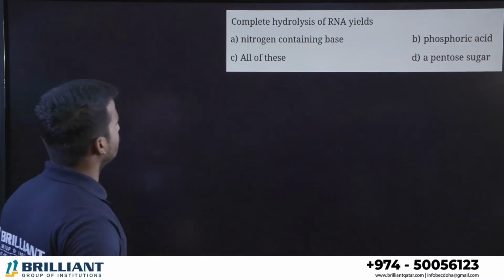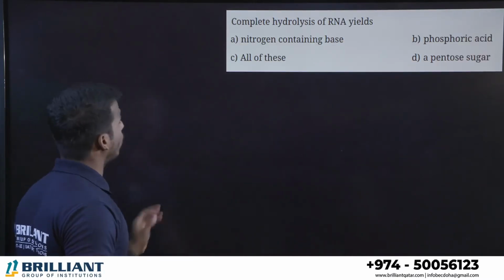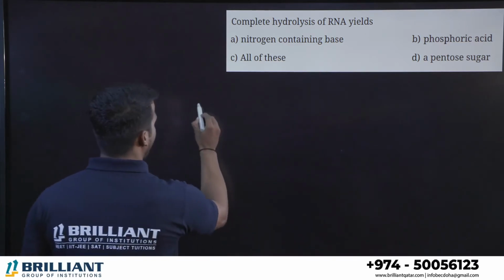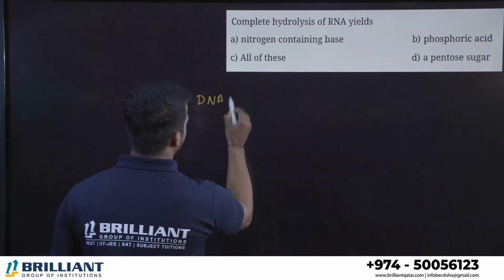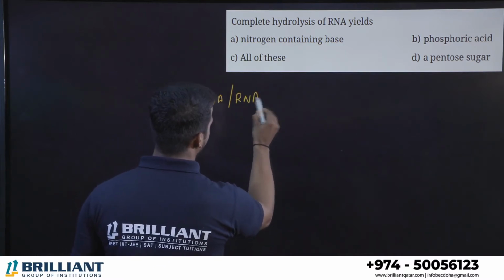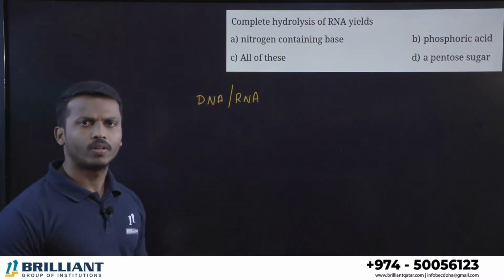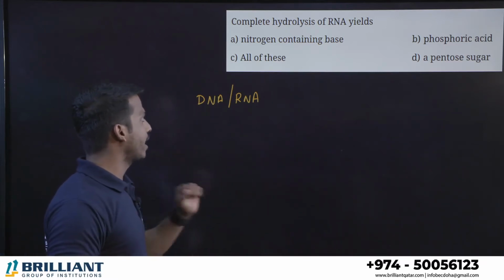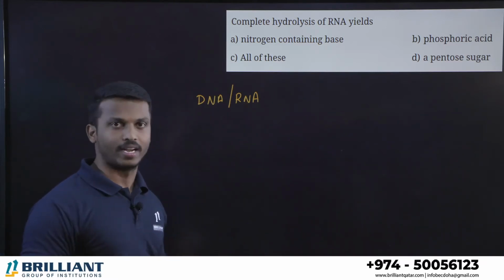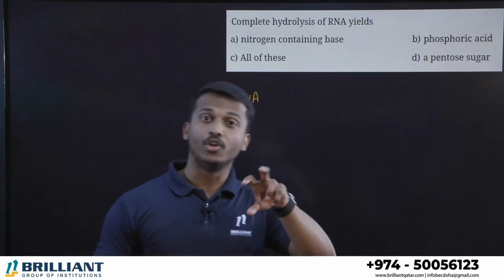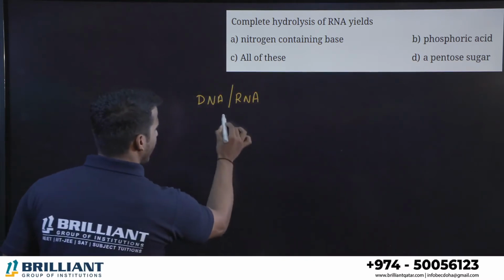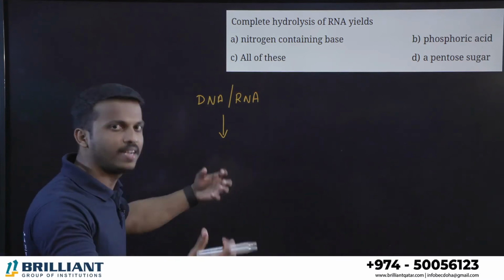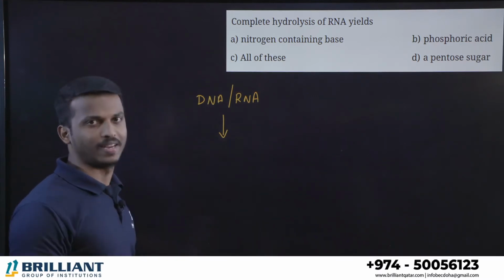Next one, all of you. Complete hydrolysis of RNA yields. You know DNA and RNA are nucleic acids: deoxyribonucleic acid, ribonucleic acid, right? DNA and RNA are nucleic acids. When you hydrolyze them, when they are split, what all species will you get?